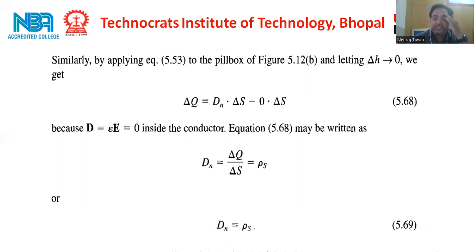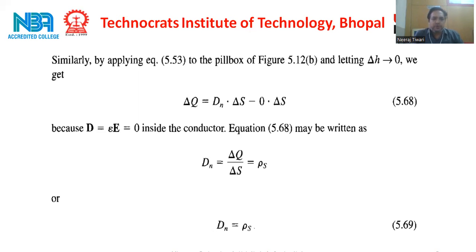Now apply Maxwell's second equation. It is derived from Gauss law. What does Gauss law say? The total flux passing through a closed surface is equal to the total charge present in the closed surface. That means the integral of D dot dS is equal to Q enclosed, where Q enclosed is the total charge present in the closed surface.